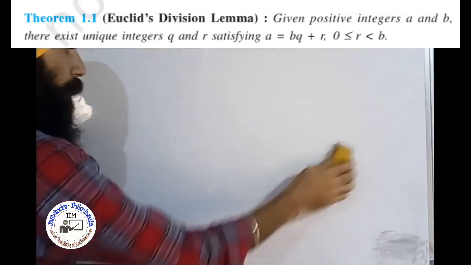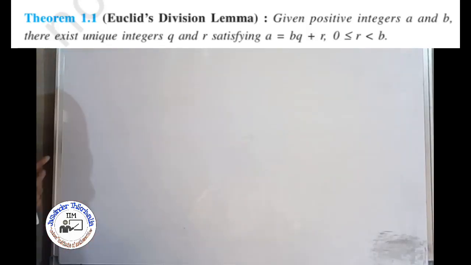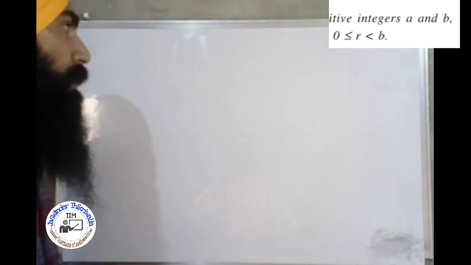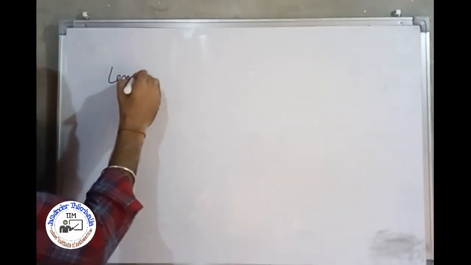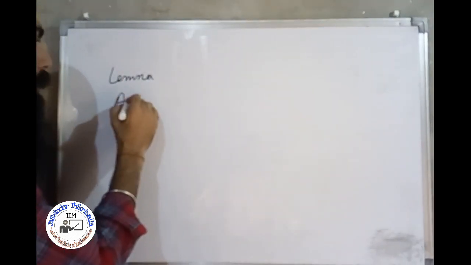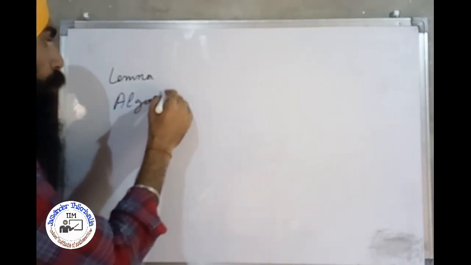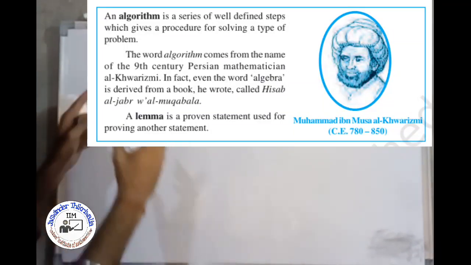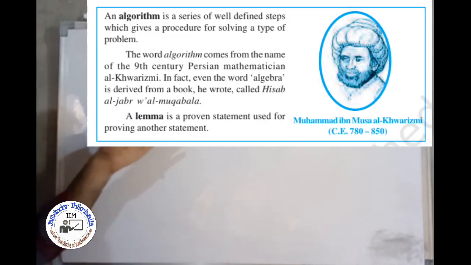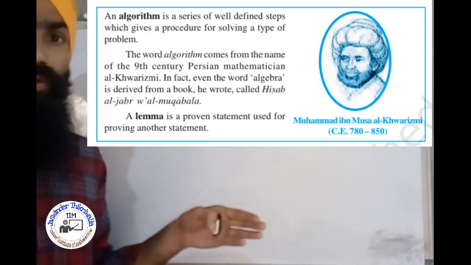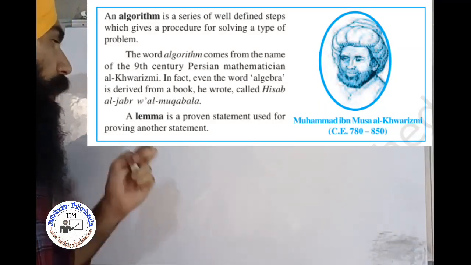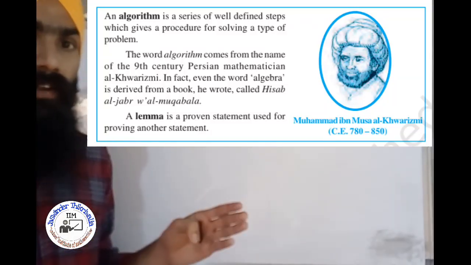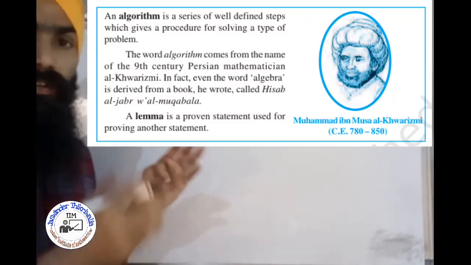Okay, so where will we use this division lemma? First of all, I want to tell you what a lemma is and what an algorithm is. A lemma is a proven statement which we can use further to prove other statements. And an algorithm consists of various steps by which we can find a solution.